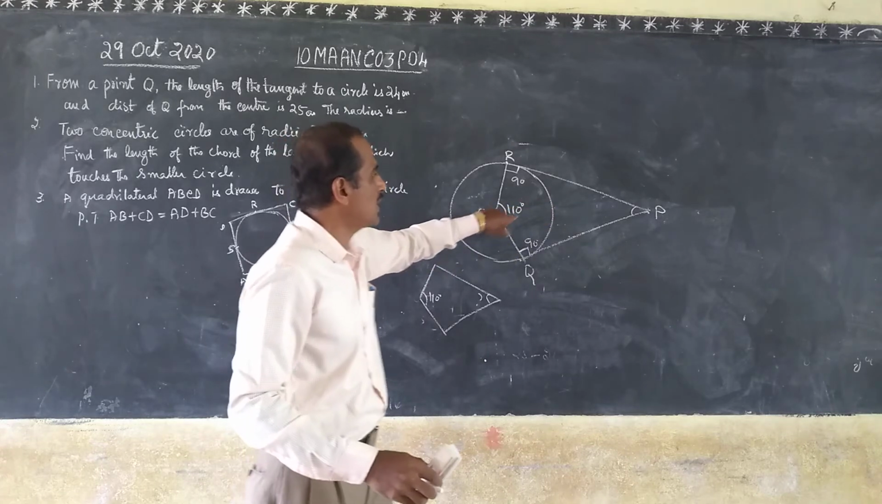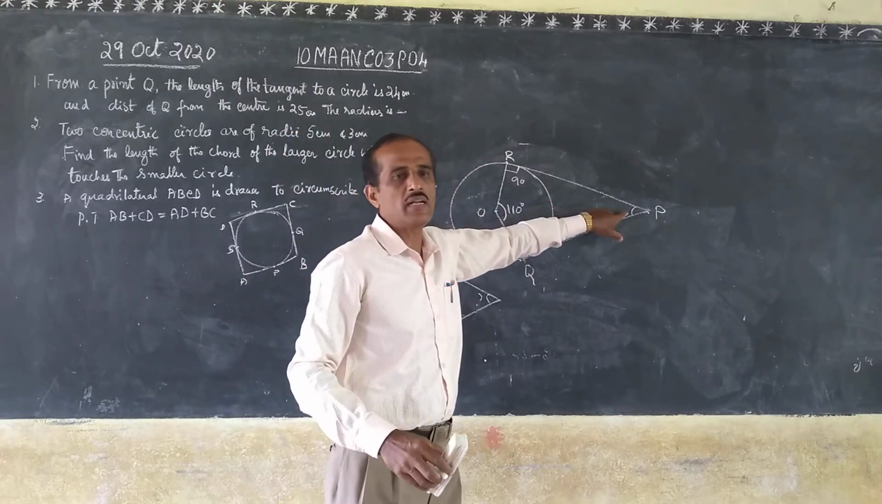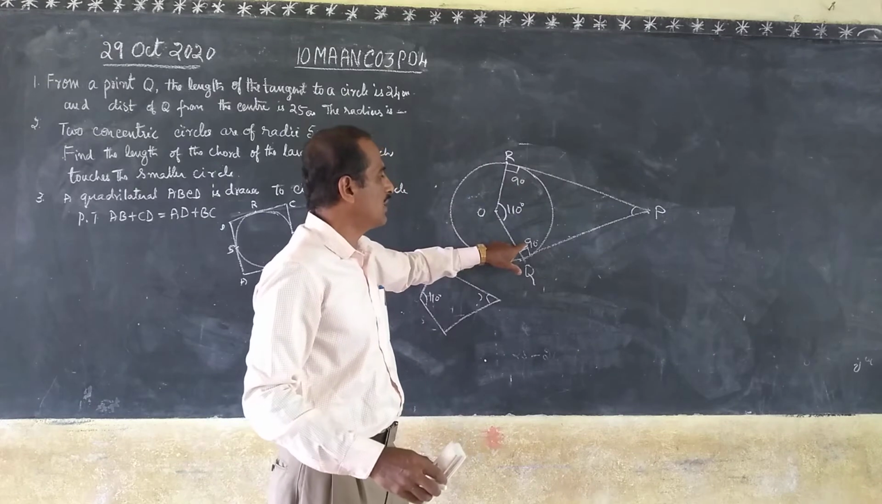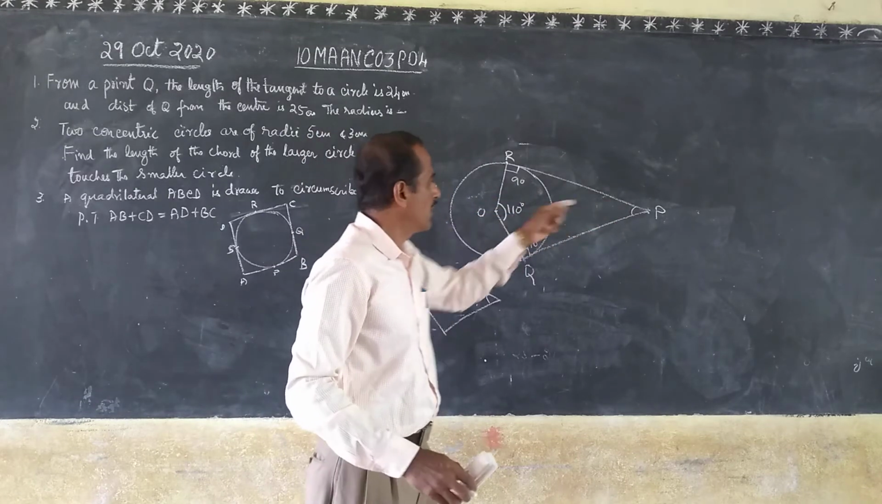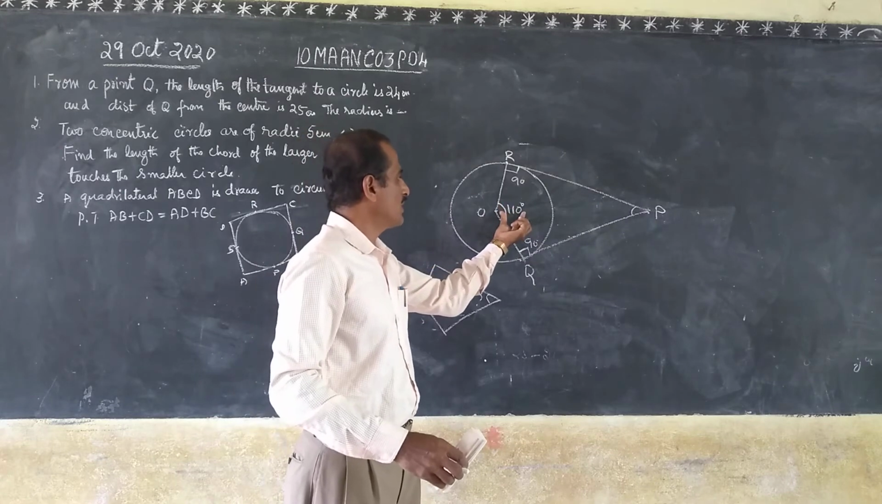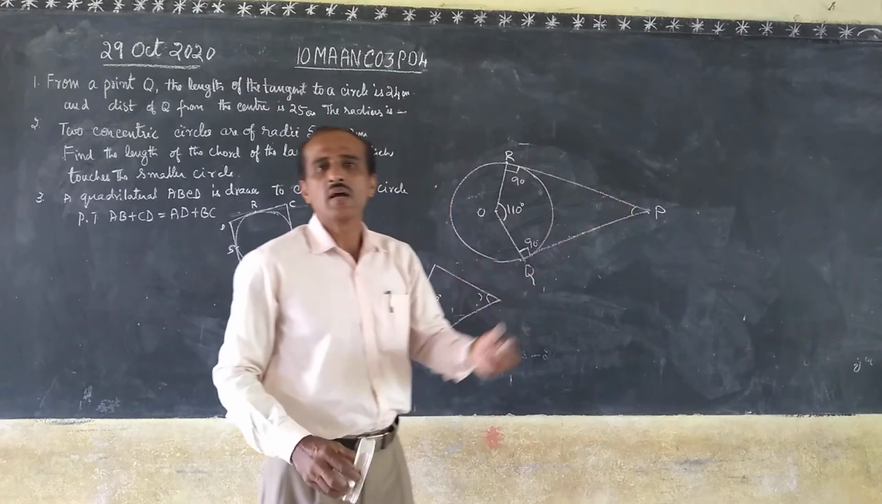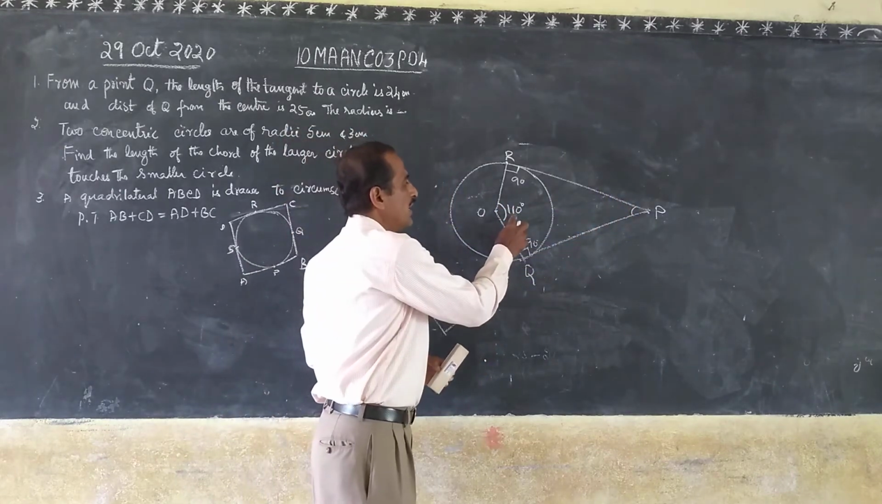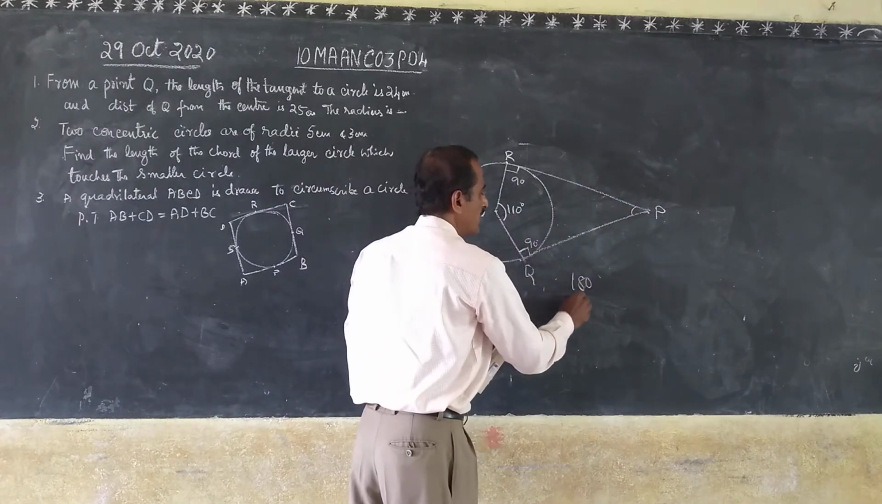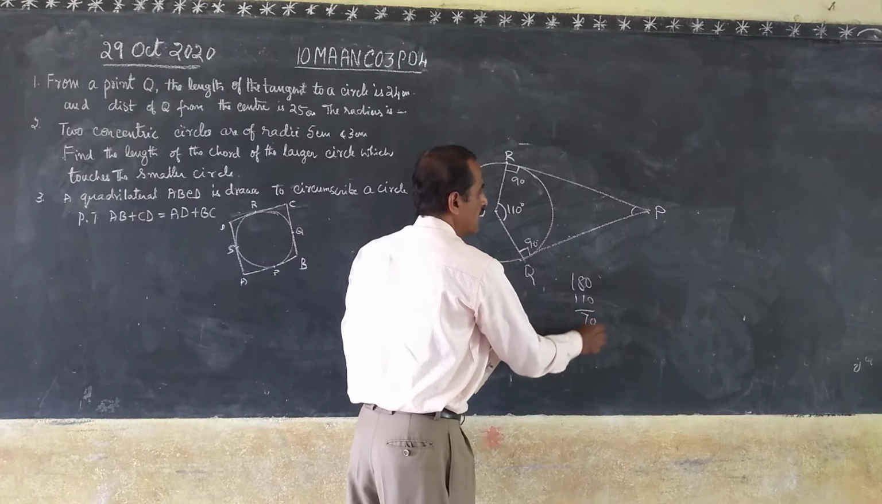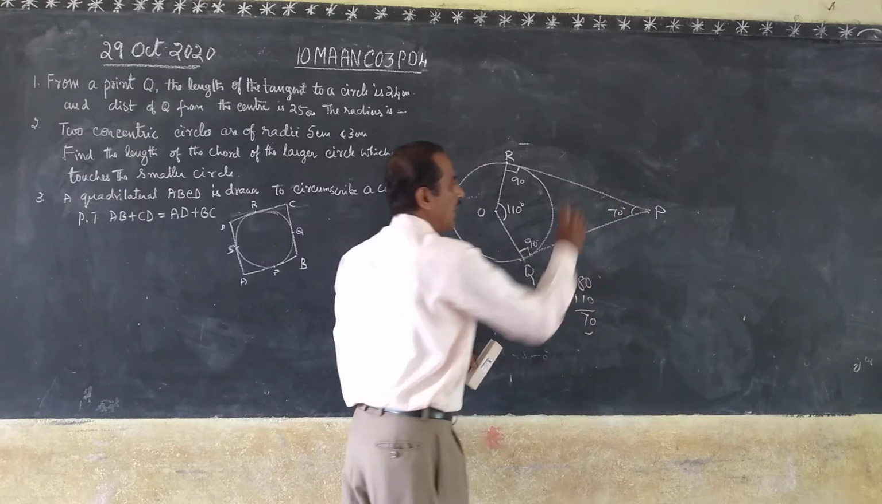So the sum of this angle and this angle is always 180, because the other two angles here and here add up to 180. Remember, the sum of this angle and this angle is 180. If it is 110, what should be the angle here? So 180 minus 110. It is 70 degrees, isn't it? So the angle is 70 degrees.